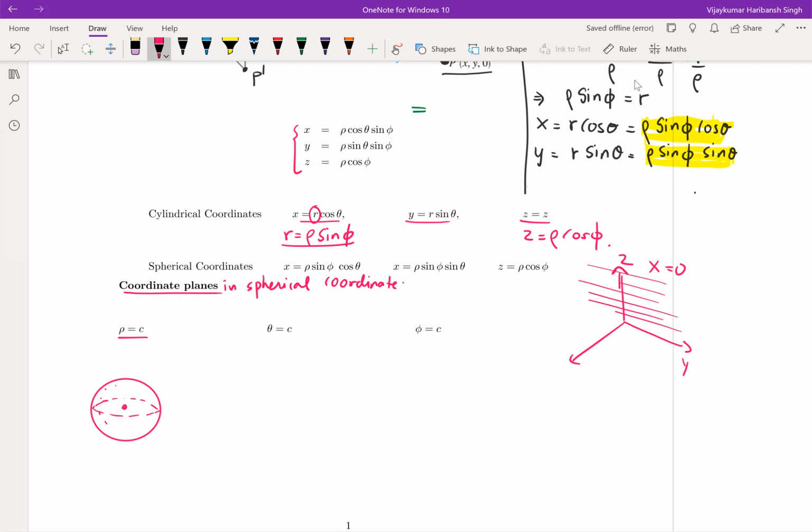All the points on this sphere are at distance c from the origin. Of course, we are assuming c is positive. Now, how will theta equals c look? In this case, this is our xy plane, with x, y, and z. If this angle was c, then theta equals c will look like this half plane. So this half plane gives me theta equals c. Now what about phi equals c? Again, let's look at the coordinate plane.